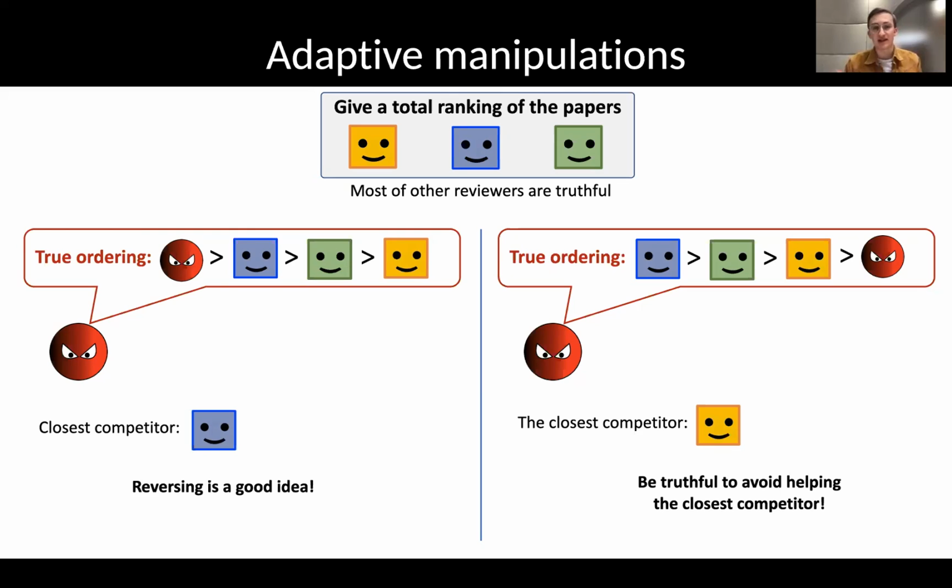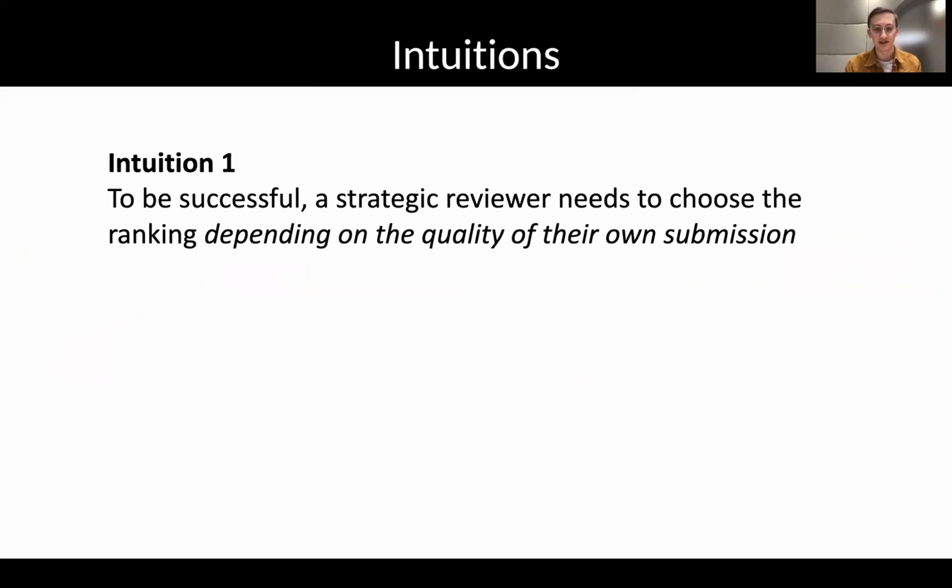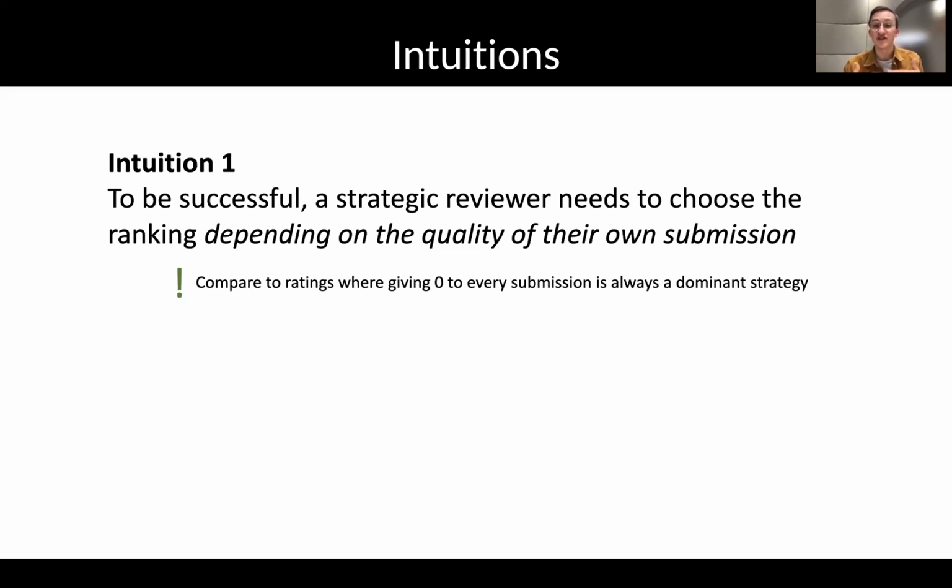This is maybe a bit hand wavy, but the intuition I try to demonstrate in this example is that to be successful, a strategic reviewer needs to choose the ranking depending on how their own quality compares to the quality of others. Importantly, compared to the rating setup, in which the dominant strategy was to give 0 to everyone irrespective of how our quality compares to the quality of the submissions we need to rank, this is a key difference between the two setups. But this difference, we can actually employ.